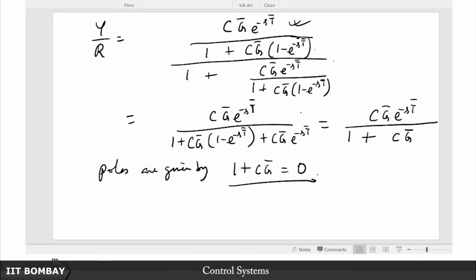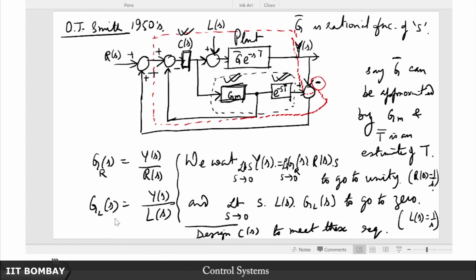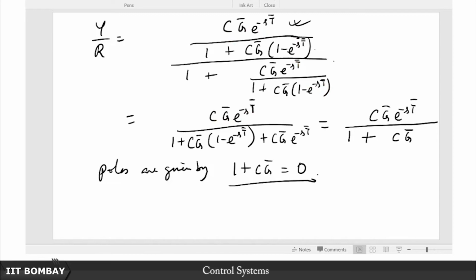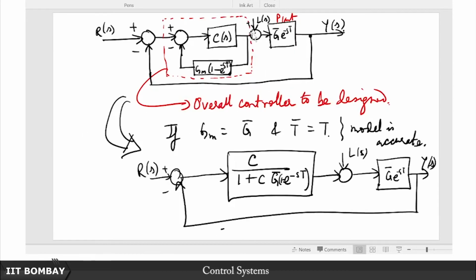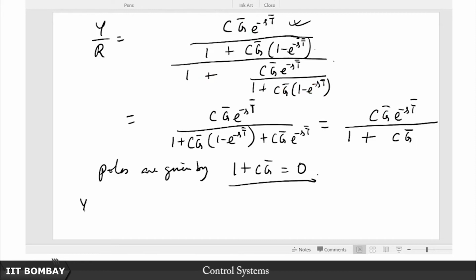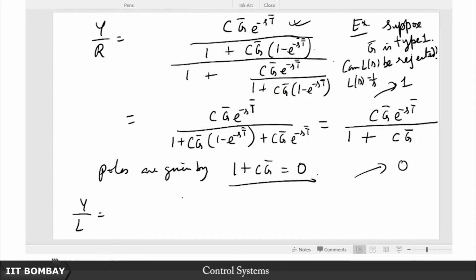All right, now having seen this, the other goal, remember, is to reject this load disturbance. So if you want to find out the transfer function between this, recall this diagram. What is the forward path transfer function? It is G bar e to the minus sT. So what is then y upon L? What is this transfer function going to be? Suppose we consider L(s) equal to 1 by s, can this L(s) be rejected if G is type 1? If it has an integral mode, that is an important and interesting question.